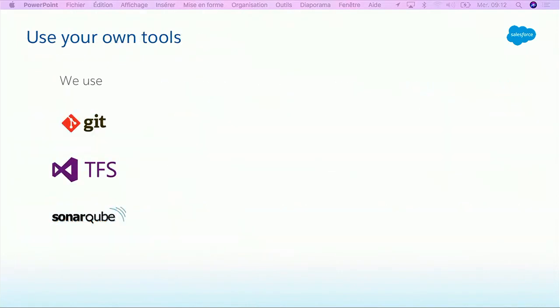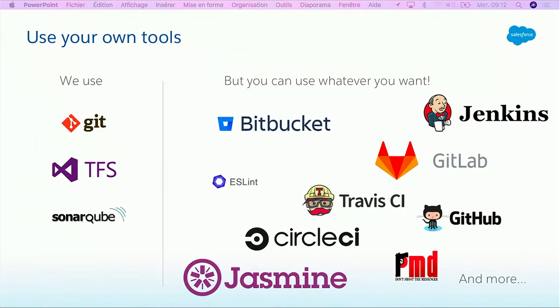Actually, we use our own tooling, which is TFS with a Git repo and SonarQube. But the cool thing with DX is that you can use whatever you want. If you want to use Bitbucket instead of Git or GitHub, or you can use Jenkins. You will have your code in your repo, and it's a repo like anyone else, like a Node.js one or whatever. You just run whatever you want on it. It's up to you to use all the tools you want.